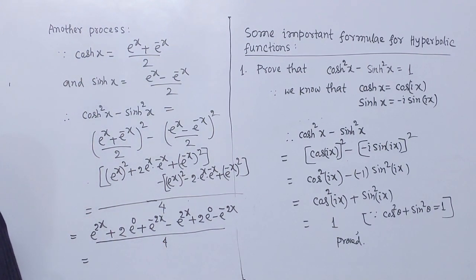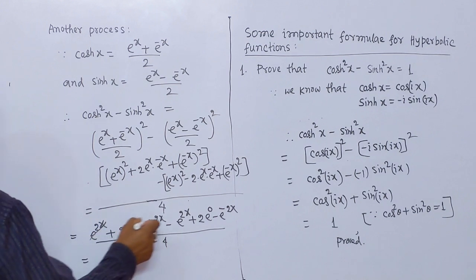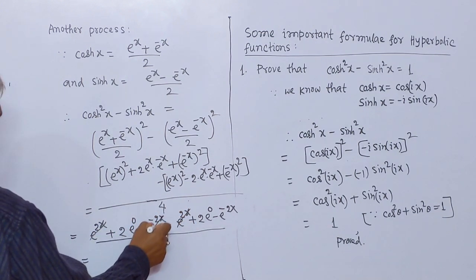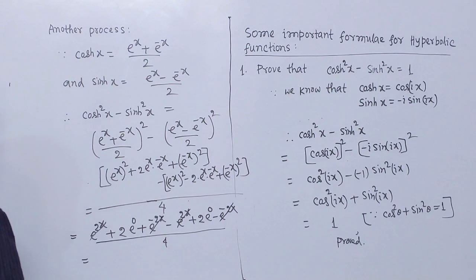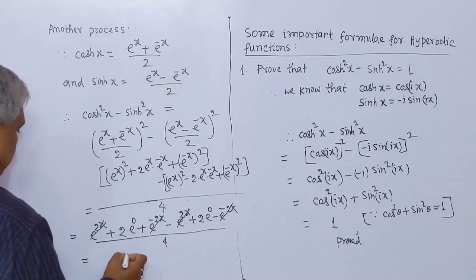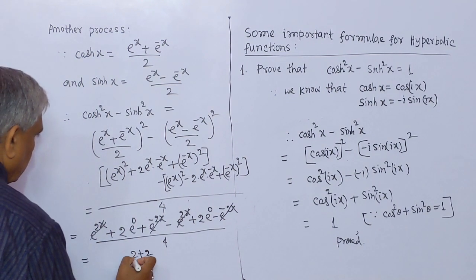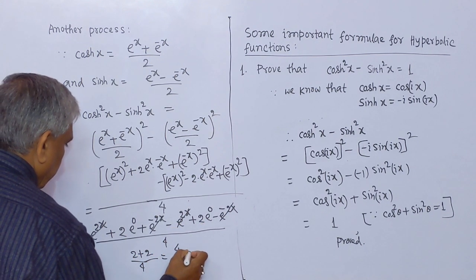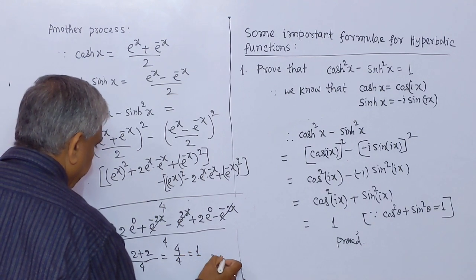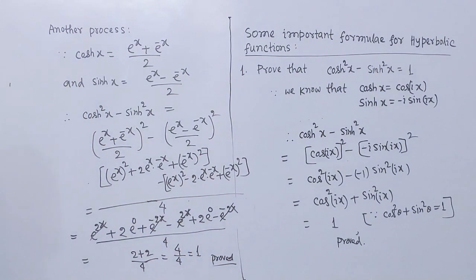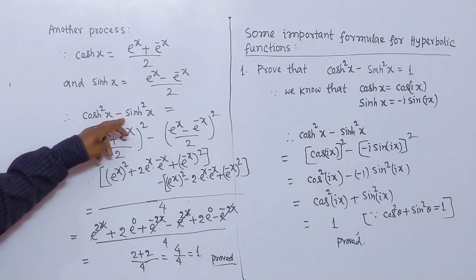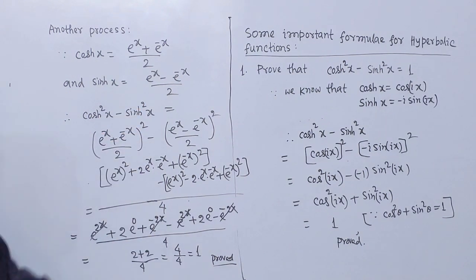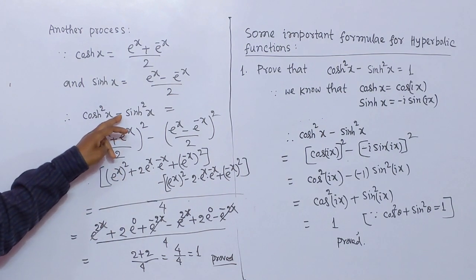and this equal to, here e to the power 2x and e to the power 2x cancel, e to the power minus 2x and e to the power minus 2x cancel, 2 e to the power 0 is 2, so 2 plus 2, that is 4 by 4 equal to 1, proved. So our formula is cosh square x minus sinh square x equal to 1. In circular function, cos square theta plus sin square theta equal to 1. Here we have minus sign.